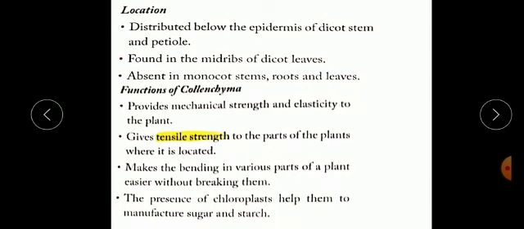Functions of collenchyma. It provides mechanical strength and elasticity to the plant. It gives tensile strength to the parts of the plants where it is located. Students, tensile strength refers to the strength of the material or the stress it can bear without tearing apart. It makes the bending in the various parts of the plant easier without breaking them. The presence of chloroplast helps them to manufacture sugar and starch.